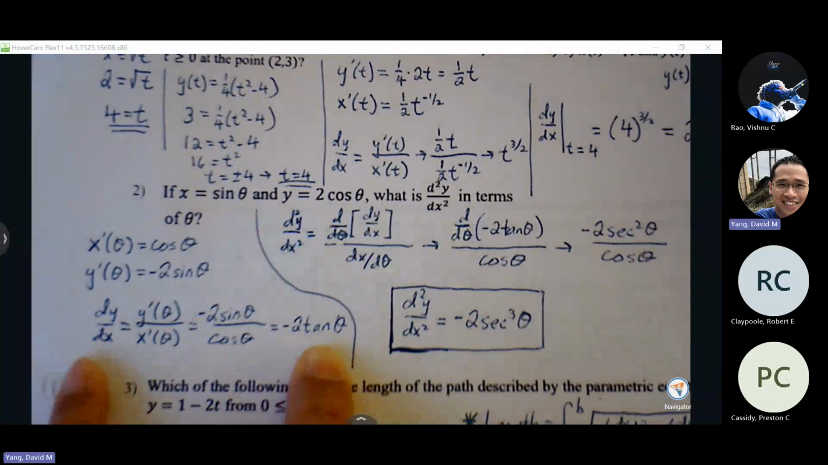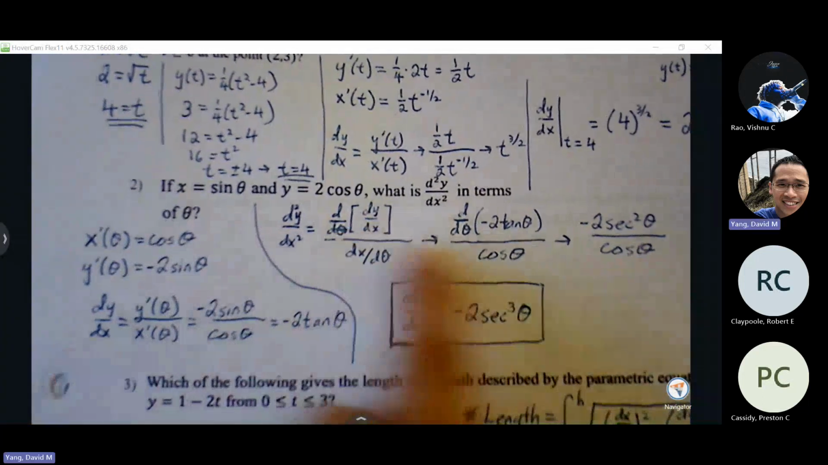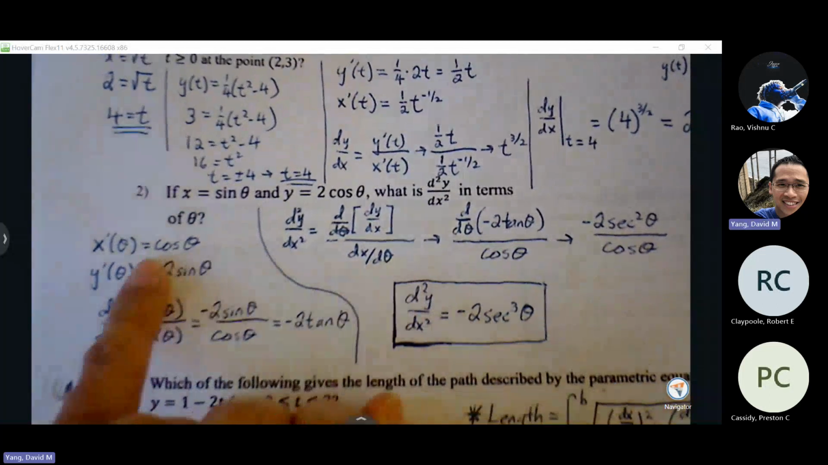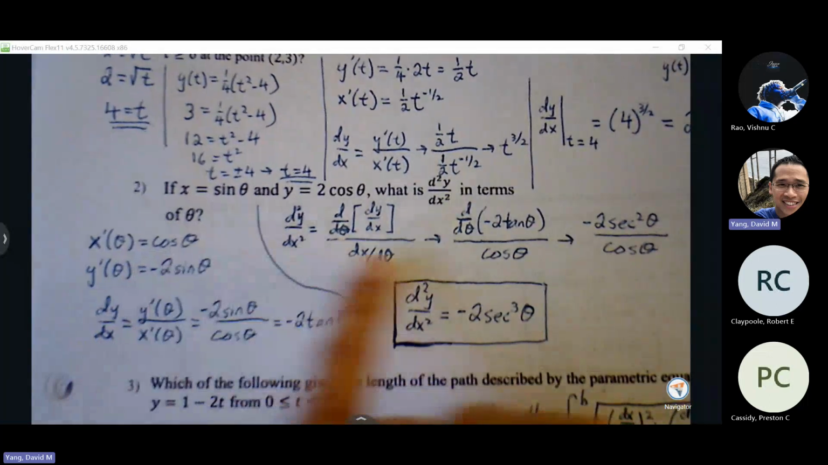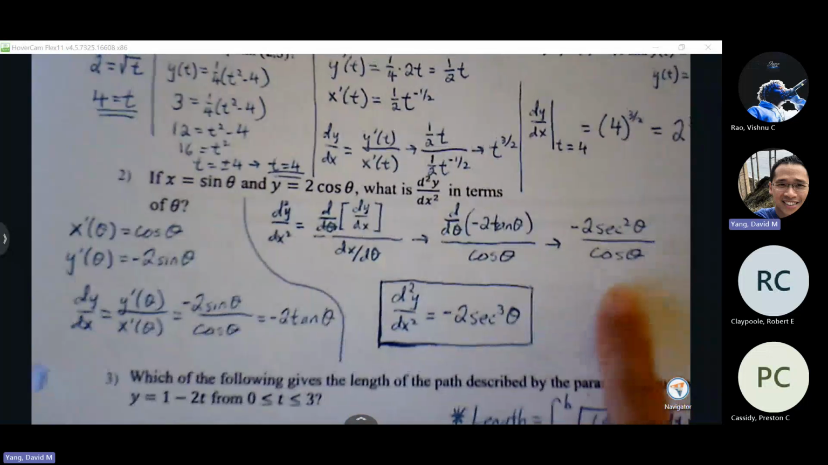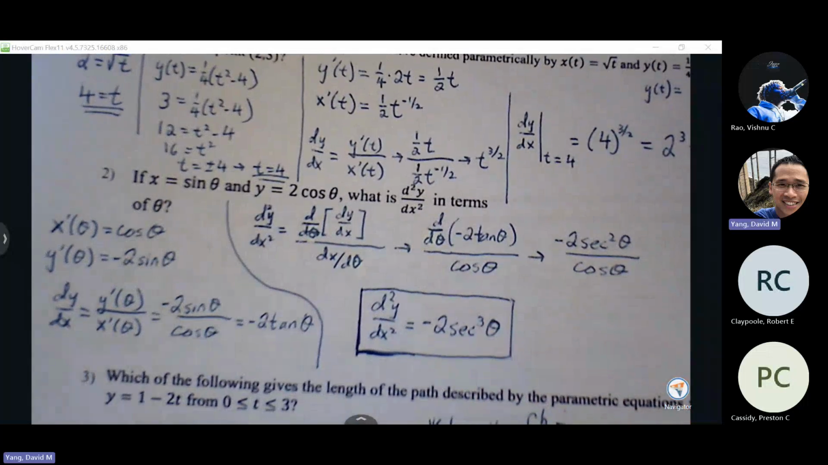So now we're at our dy/dx, but the second formula is the derivative of this divided by x prime. So the derivative of -2 tangent is -2 secant squared theta divided by x prime. X prime is cosine theta. We don't want to change this, just keep it. And then we just clean it up as much as we can. Bring that cosine up as secant, so -2 secant cubed.